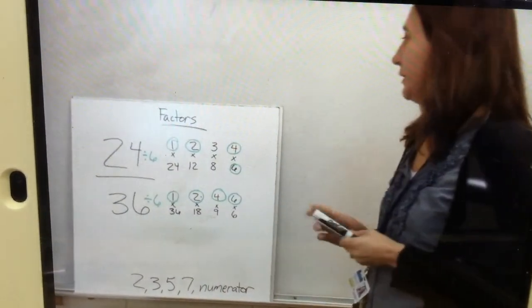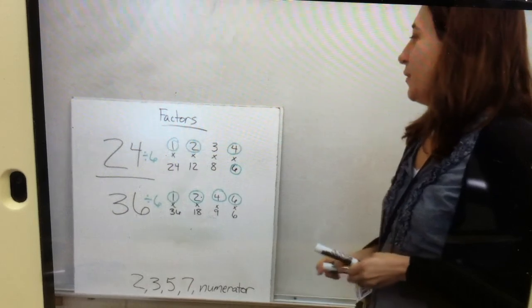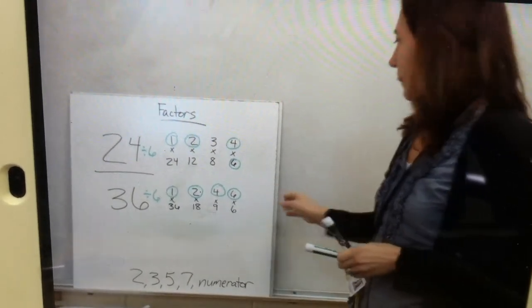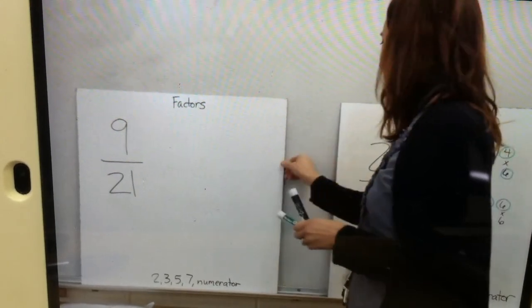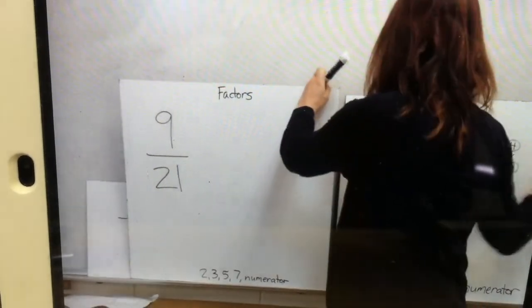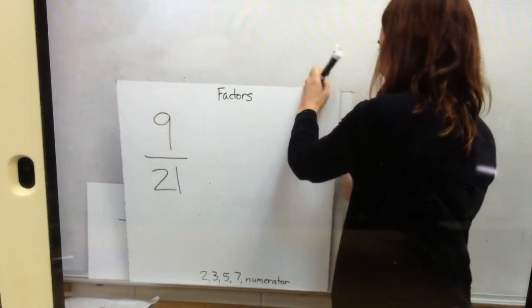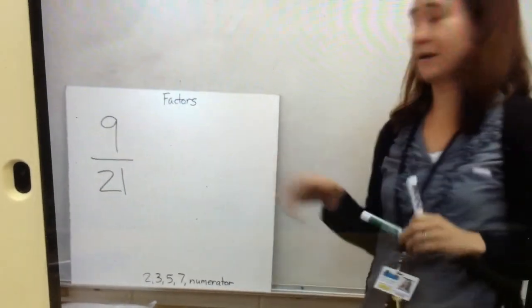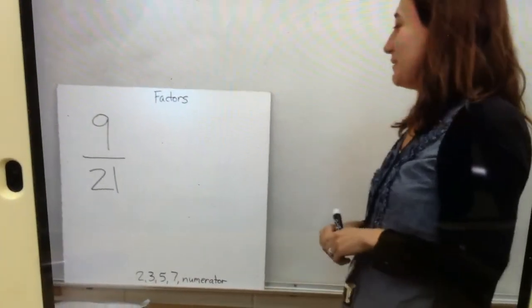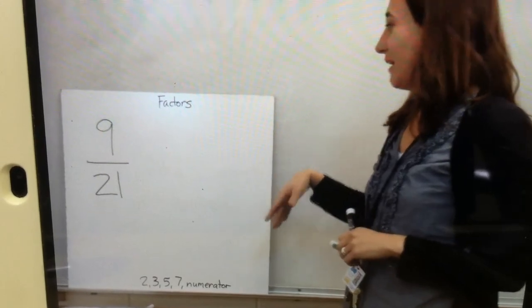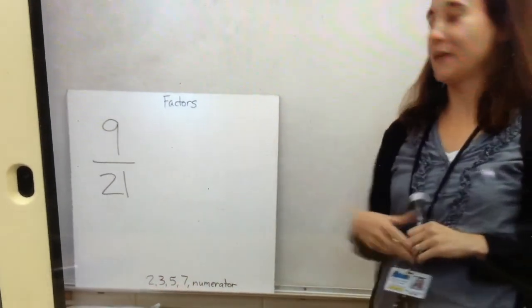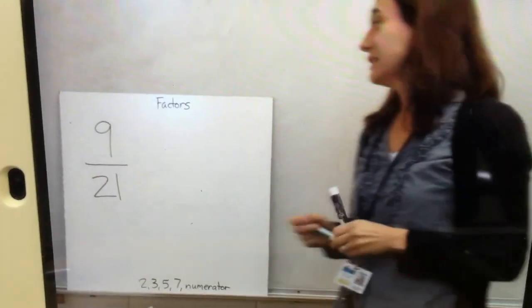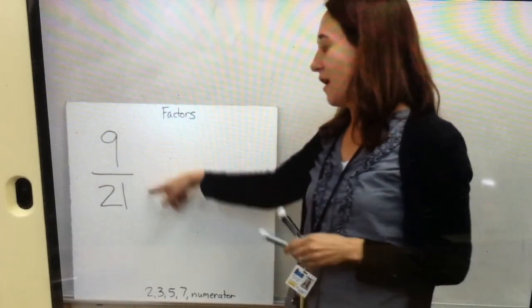Now that I've showed you one, in this case, I think I accidentally had that one in the wrong place. Let me point out these numbers at the bottom, 2, 3, 5, 7 numerator, and I'll talk to you about that in a second. But in this one, we need to list our factors of both 9 and 21.